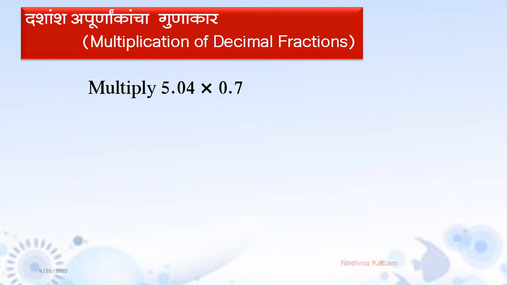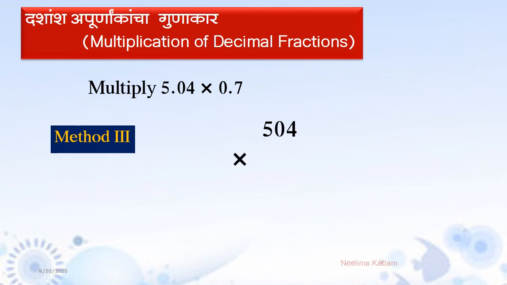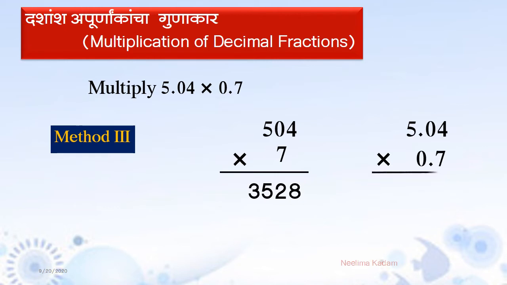5.04 into 0.7. 504 into 7. So what is the answer? 3528. This is the answer. Now try with decimal point. Answer is same. Write it as it is. Now count the decimal places: 1, 2, 3. So decimal point will be 3.528. I think this is clear to you.